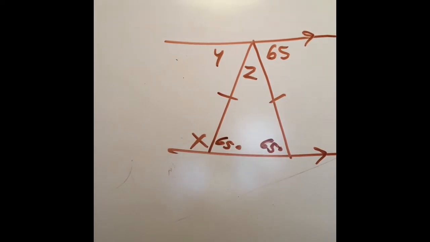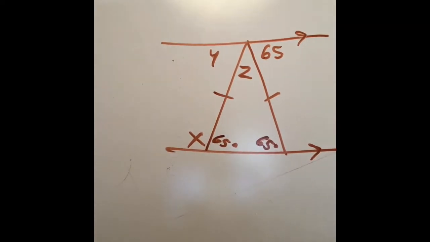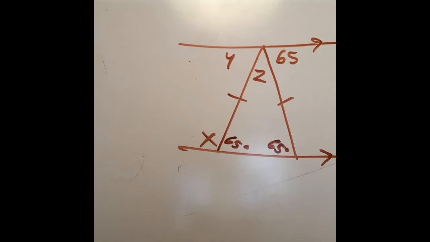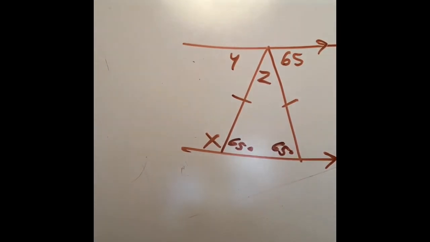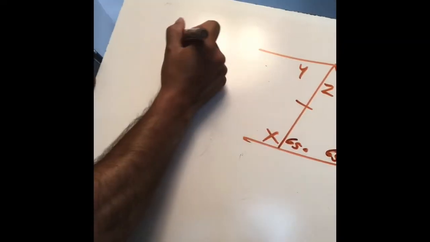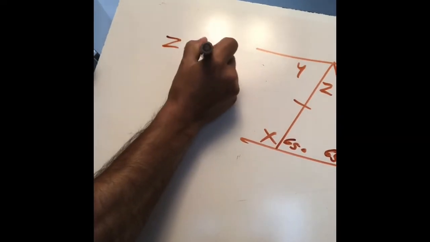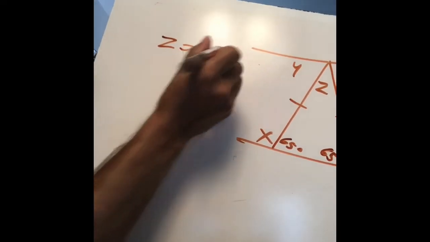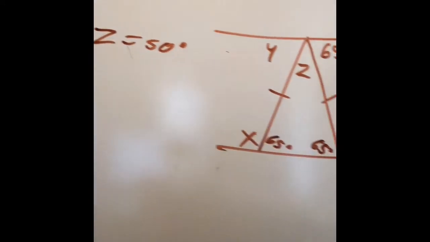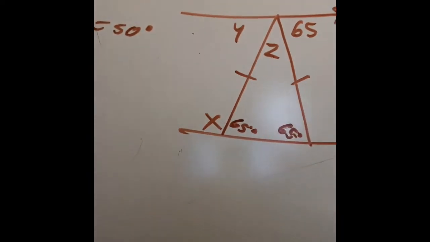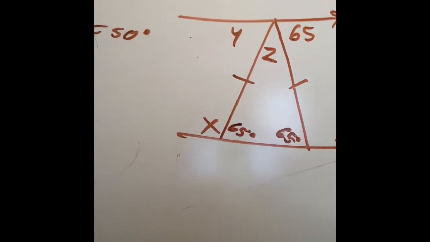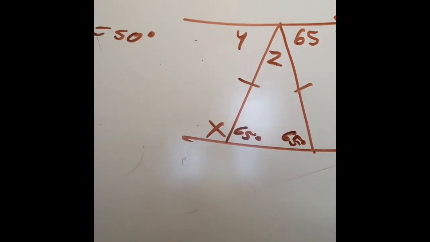So z is the interior angle of a triangle. The three of them together has to add up to 180. So 180 minus the 130, z is equal to 50 degrees. That's because this angle, and this angle are all interior angles of a triangle. They have to add up to 180 degrees. So we've done that one.